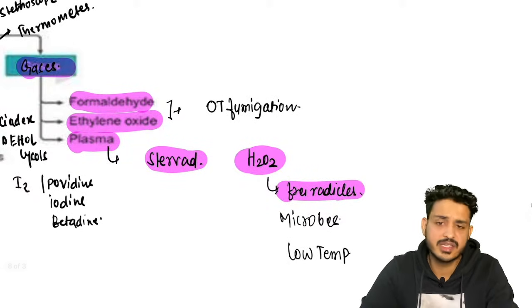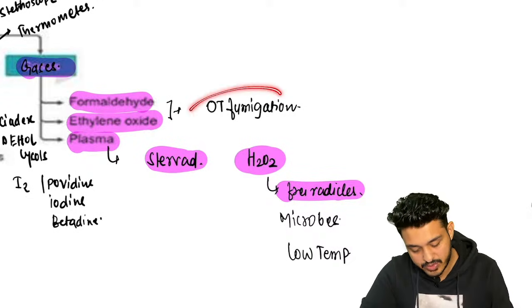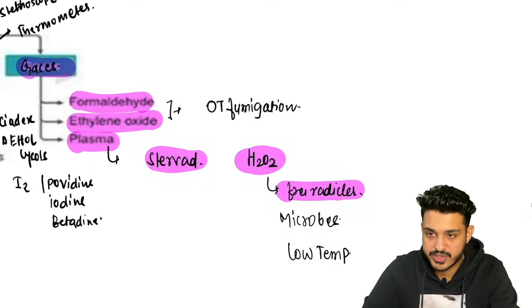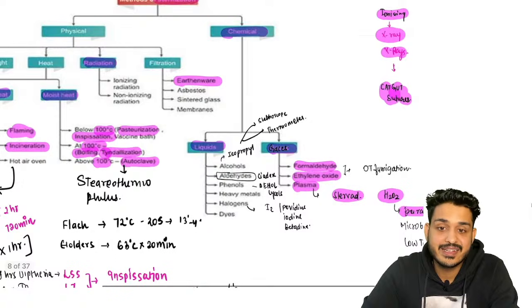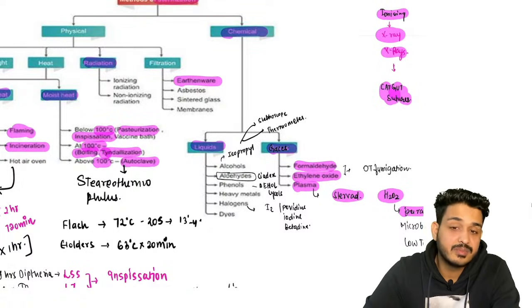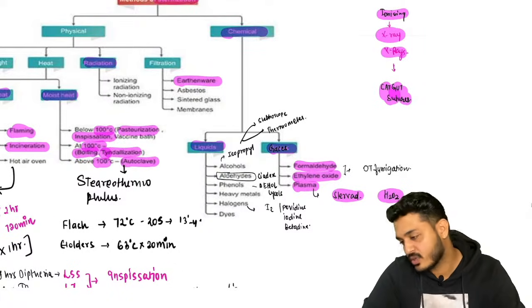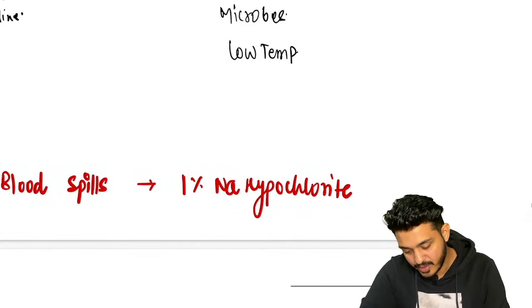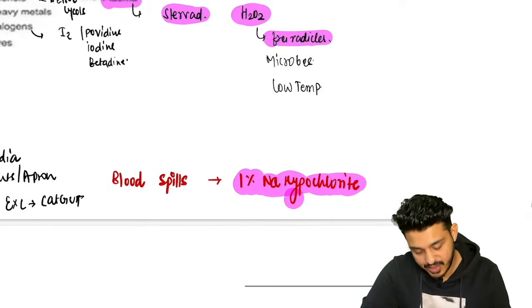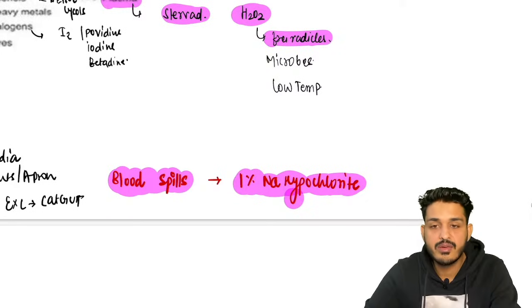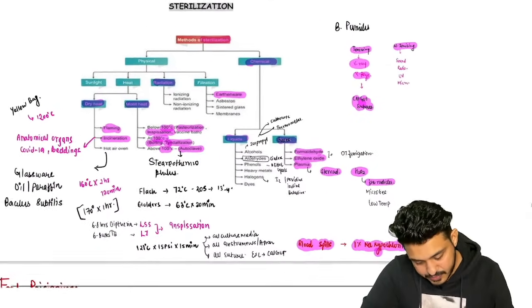This ethylene oxide is a toxic gas, we cannot use it directly, so a less concentration of this will be used for the OT fumigation, right? So this is going to be the thing. One question they have asked you about, the intern is taking the blood sample, right? And this blood is going to get spilled in the hospital. How you are going to clean that? Your answer will be 1% sodium hypochlorite. 1% sodium hypochlorite is going to be your answer, right? For the blood spills, we are going to use 1% sodium hypochlorite, right? So these are the things we are having from the sterilization.